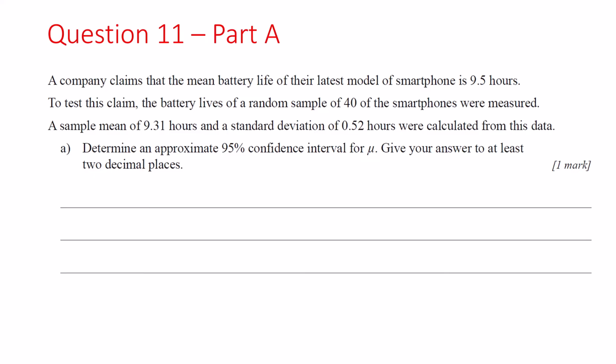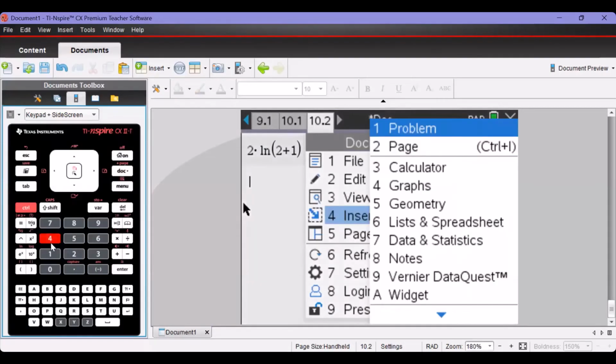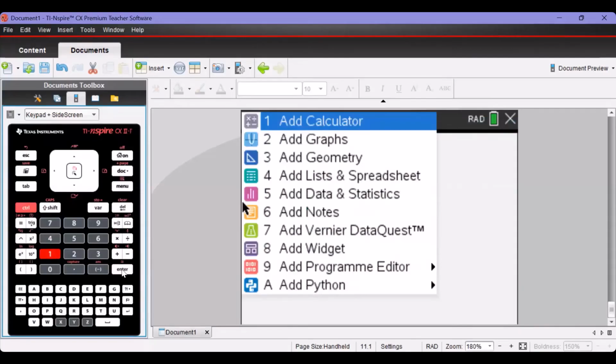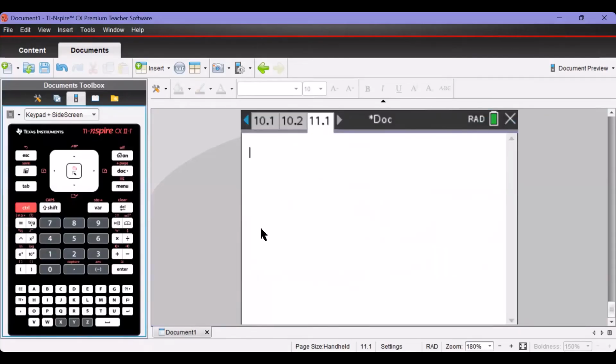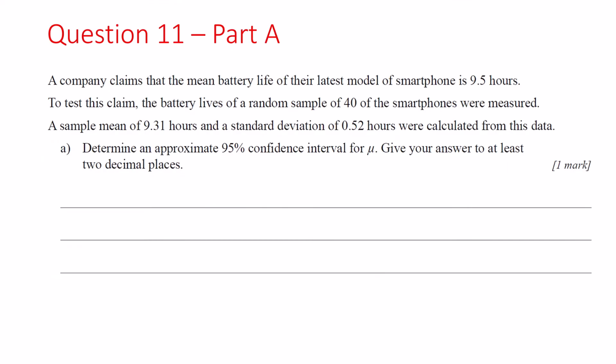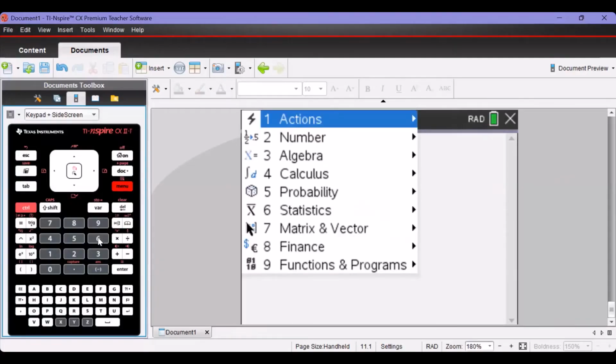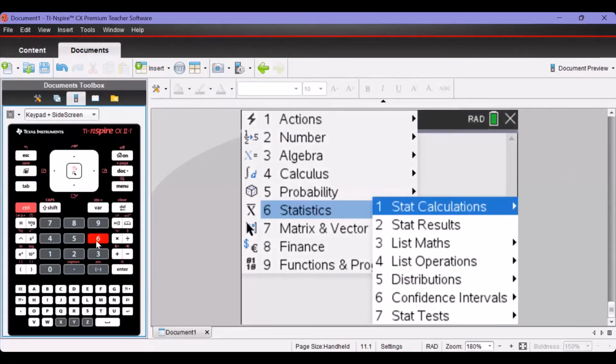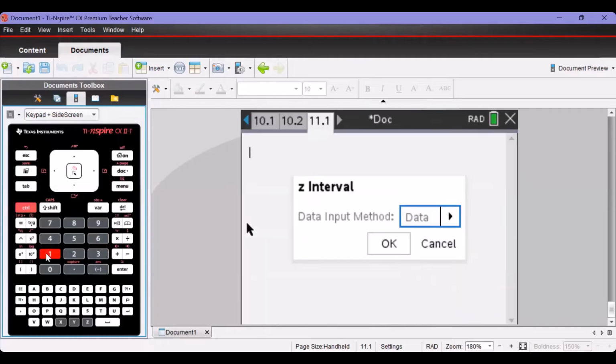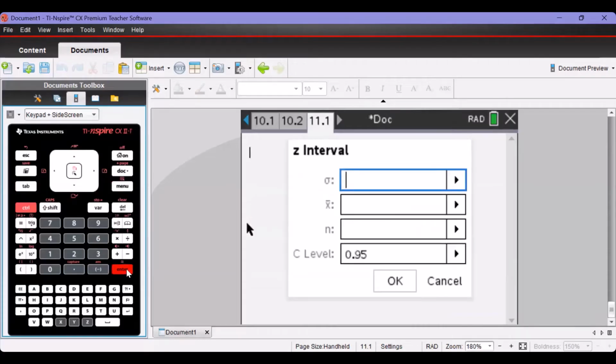Question 11, press Doc, 4 for insert, 1 or enter for new problem, 1 or enter for add calculator. Here we want to start, first of all, determine an approximate 95% confidence interval for mu. So we'll press menu, 6 for statistics, 6 for confidence intervals, 1 or enter for Z interval. We don't want data, we want stats. So select stats, press enter, press tab to highlight OK, and press enter.